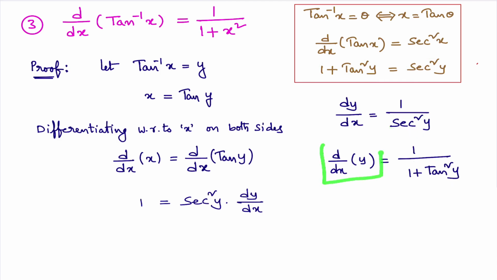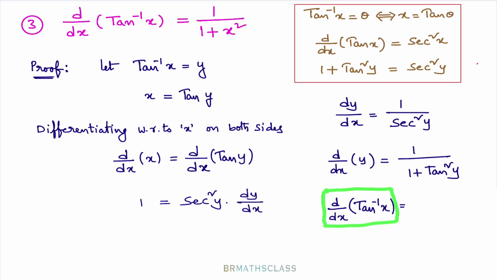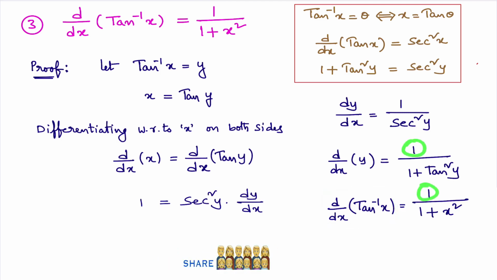Now you observe this d by dx of y. Here y is there. Now what is y? In the beginning I considered tan inverse x as y. Now in place of this y, I'll write tan inverse x. So in place of y, I have written tan inverse x. So on the left hand side I got d by dx of tan inverse x. On the right hand side, part 1 I have written as it is from the above step, divided by 1 plus, also as it is from the above step, tan square y.